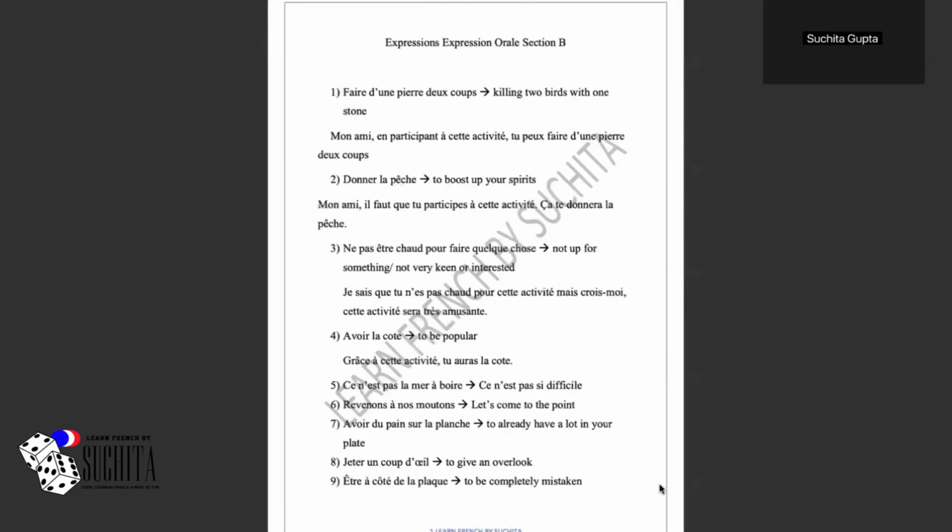Now, here are certain expressions. For example, in English you have certain idioms and proverbs. Similarly, you have them in French also. Of course, in section A you cannot use them because that's a formal conversation. Here, since it's an informal conversation, you can. I'm not saying that you have to. You don't have to forcefully use them.